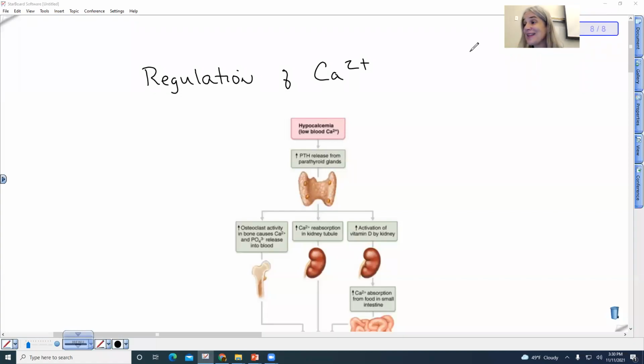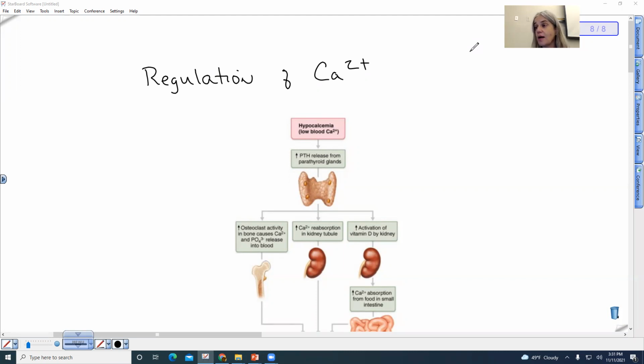So calcium is an electrolyte. It has two positive charges on it. And it is also really important in the normal functioning of your nervous system. Your neurons take in calcium when they're releasing neurotransmitters.